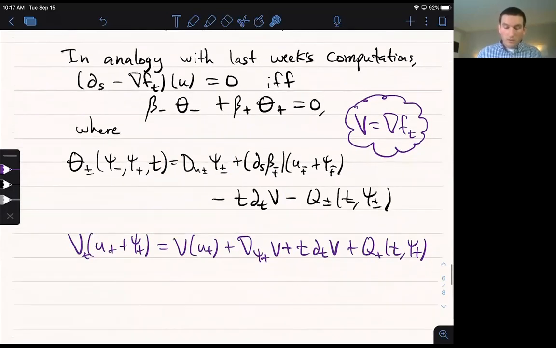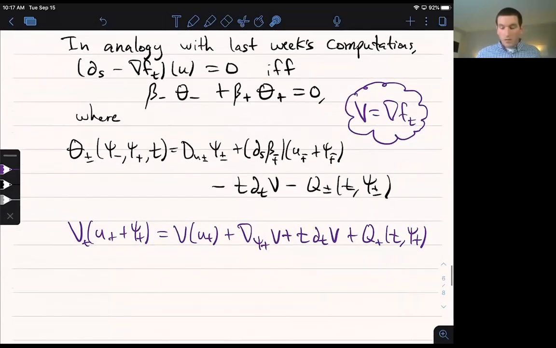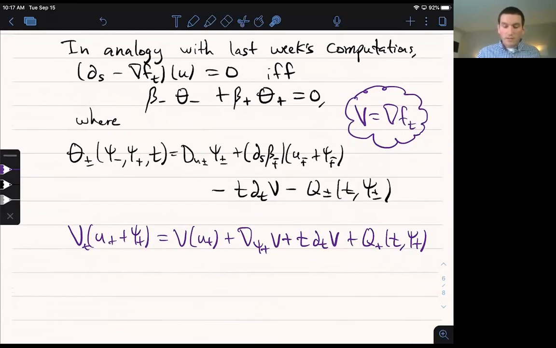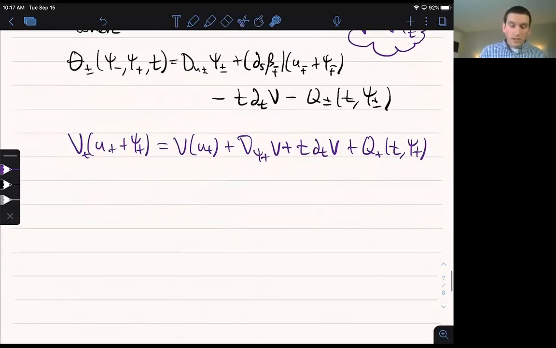Okay, so yeah, the setup is really the same. The structure is the same in that we have this equation, this beta minus theta minus plus beta plus theta plus. It's just that our thetas now look different. So the punchline of Joe's story was that we could make these things vanish.